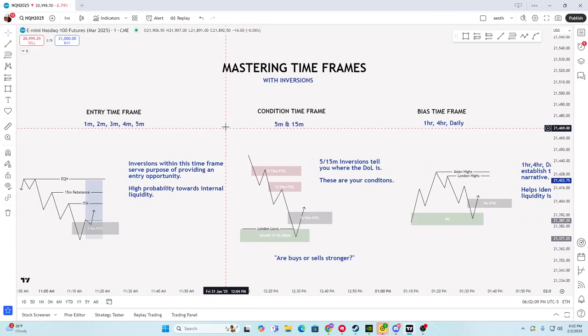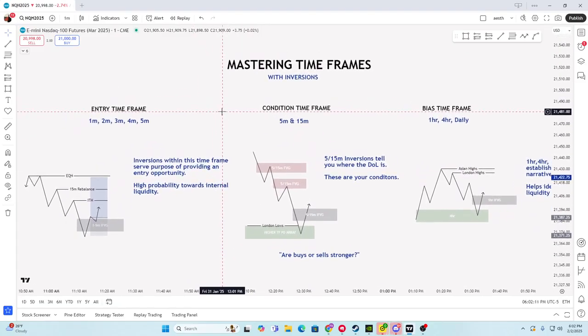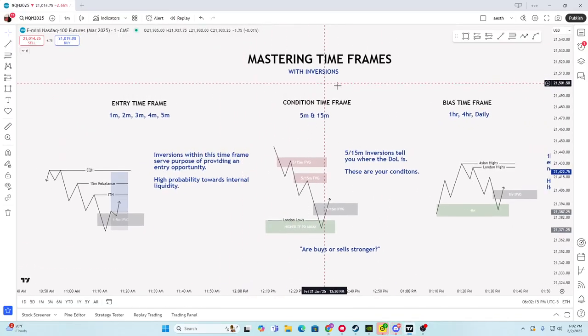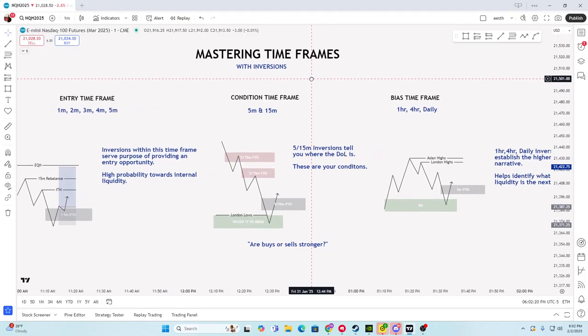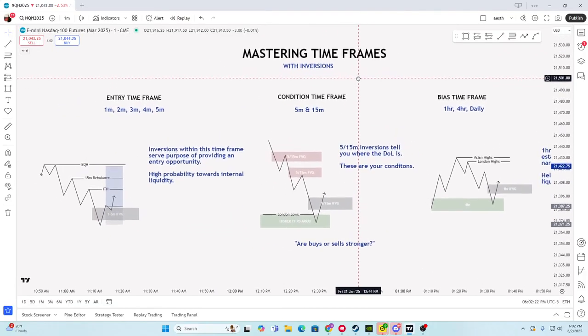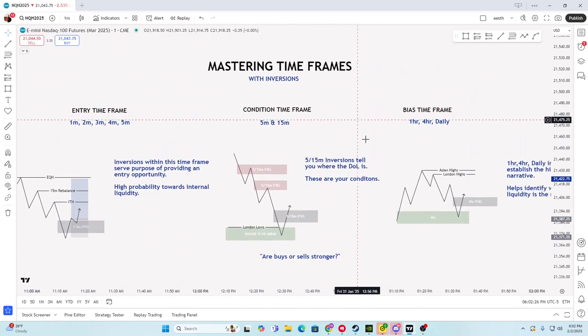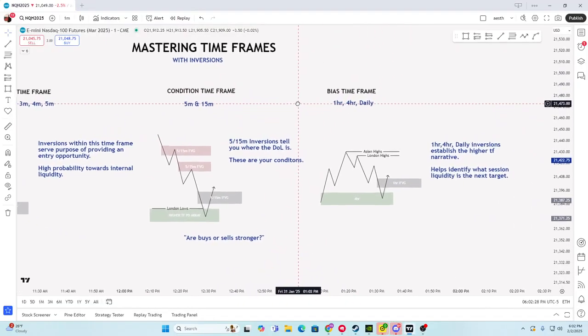Anyways, onto a little lesson on mastering time frames. Wait, let me check how Yecoin is doing. Okay. So this is really just breaking down inversions in three significant time frames. With inversions, of course, you're going to have your entry time frame inversions, your condition time frame inversions, and then your bias time frame inversions.